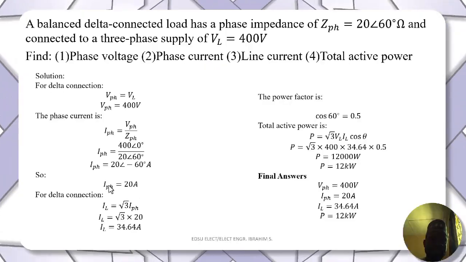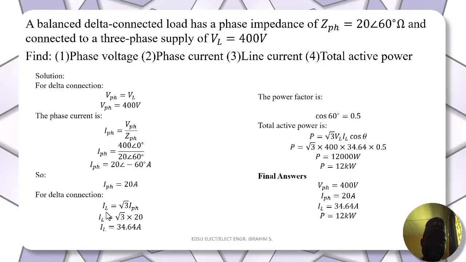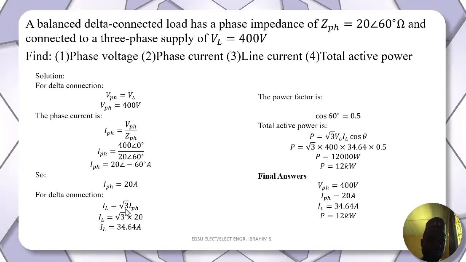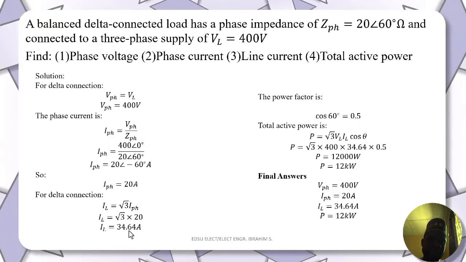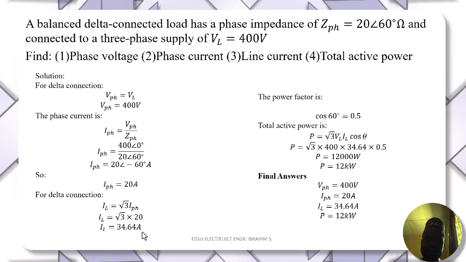And this is a delta connection. Then it means my I line should be root 3 times my I phase. Multiplying it with root 3, we have 34.64 amps.